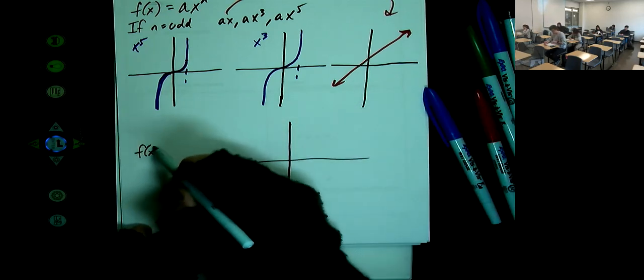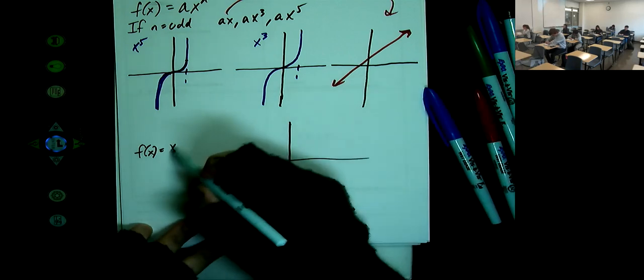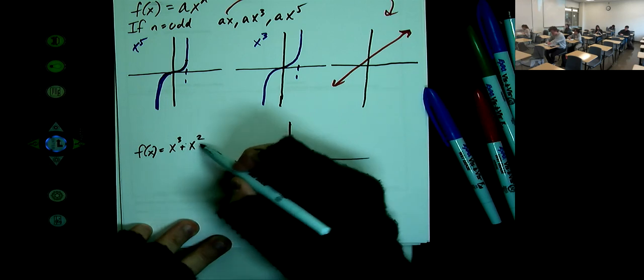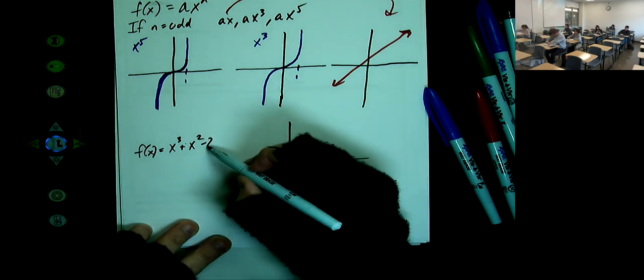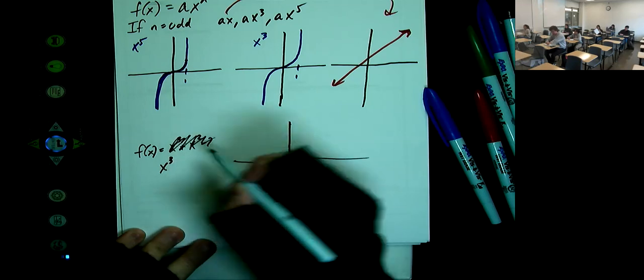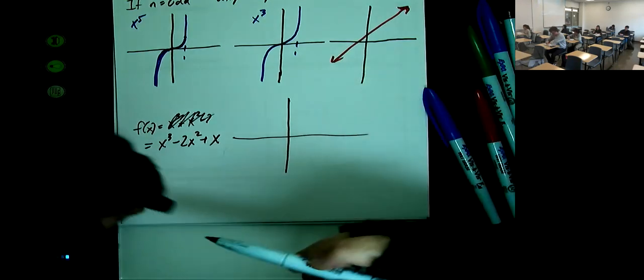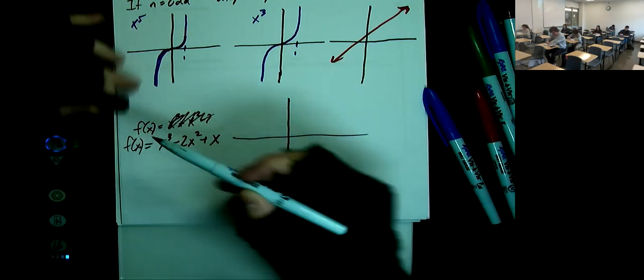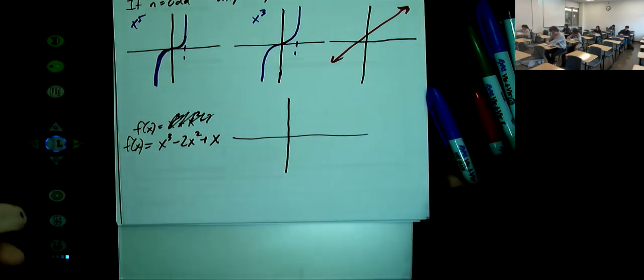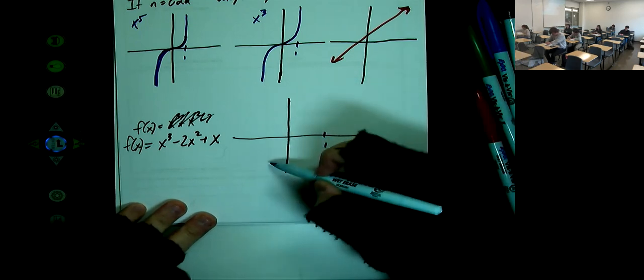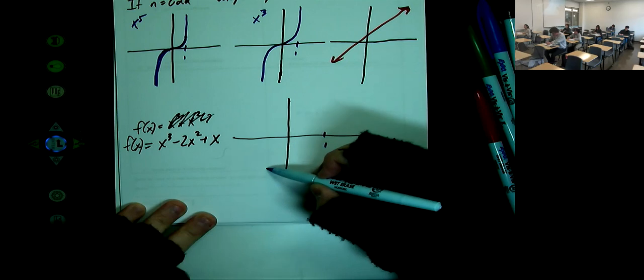If I do something like f of x equals x cubed plus x squared minus, oh wait, let's hold on, x cubed minus 2x squared plus x. That's what I want to do. It actually looks like this. At 1, it goes there. It does our normal thing at 0. It does something like this, though.